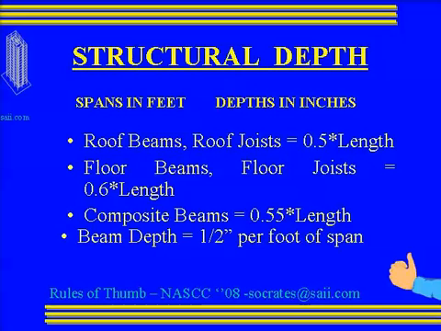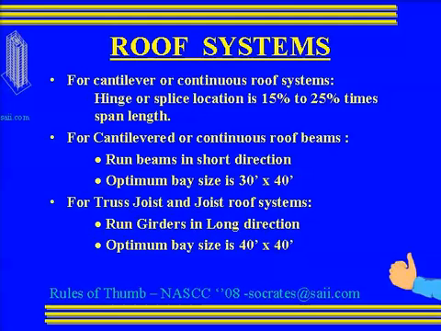Okay? This is for industrial applications, cantilever, continuous roof systems. Of course, the hinge or splice location is somewhere 15 to 25% of the span. And for cantilever or continuous roof beams, it is more economical to run the beams in the short direction and the joist in the long direction, and the optimum bay size is around 30 by 40.